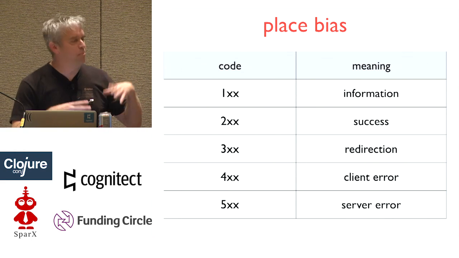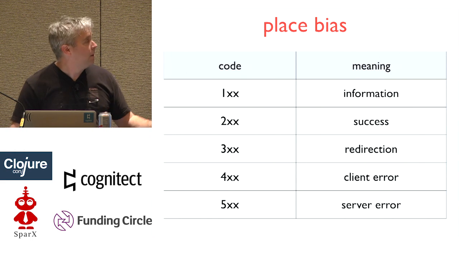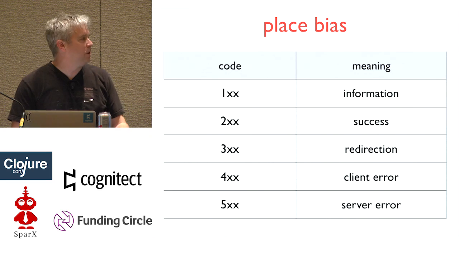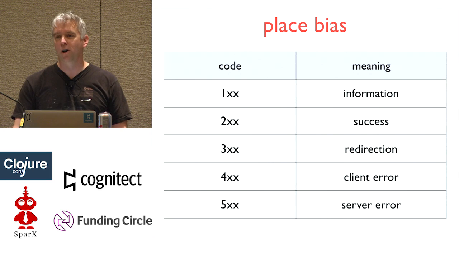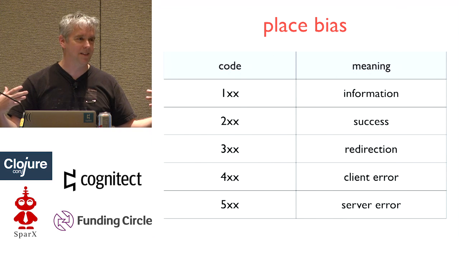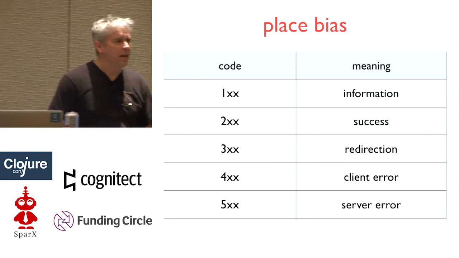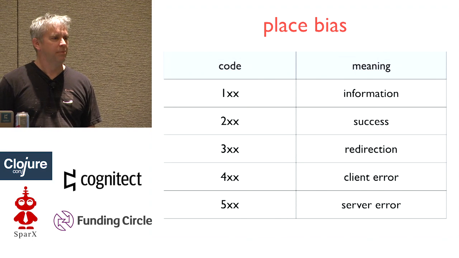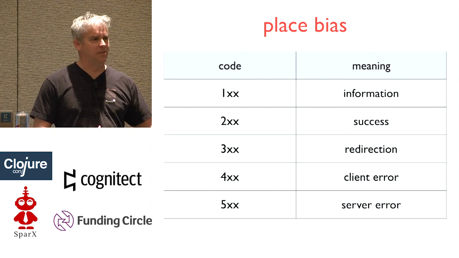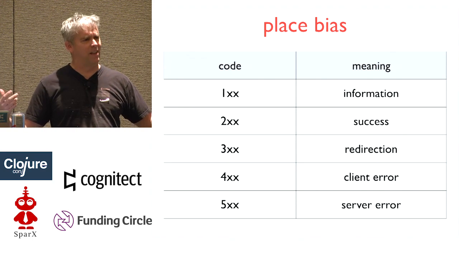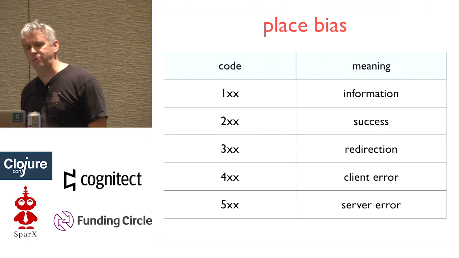But it still has a very place bias, right? All the 3 codes are about you should be talking to a different place. All the 4 codes are about it happened in your place. And all the 5 codes are about it happened over there. Well, that doesn't really make sense either, because my question is, is my input invalid? Well, if my input's invalid and the client decides it's invalid, that's a 4, and if the server decides it's invalid, that's a 5. I mean, that doesn't really fit so well either.